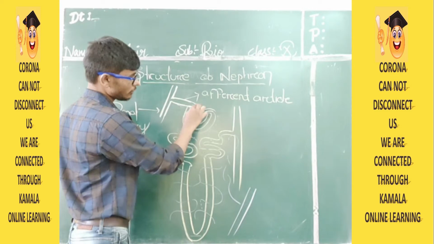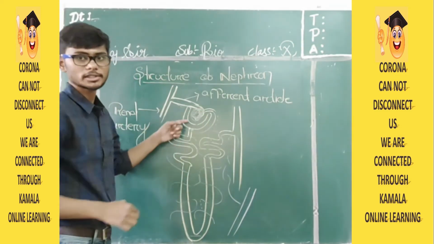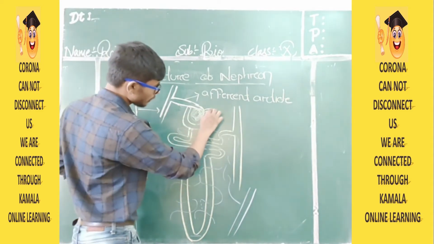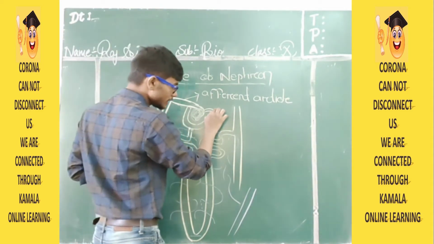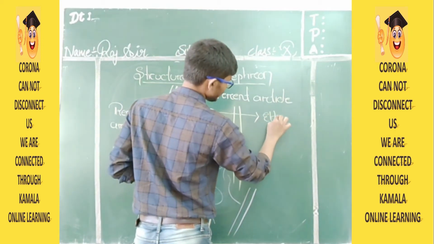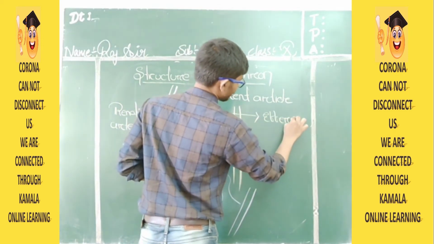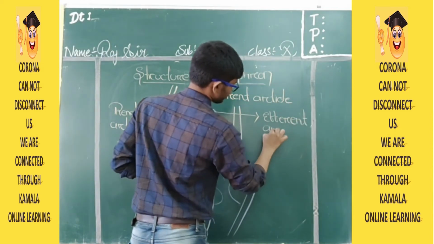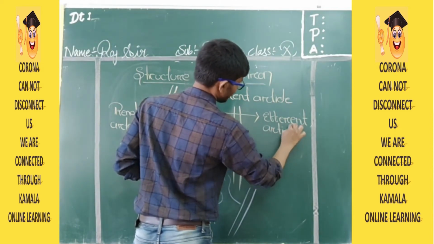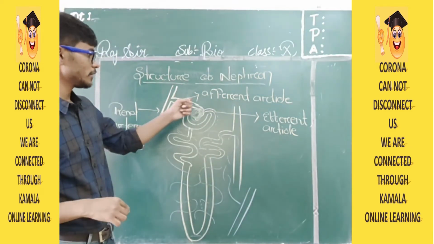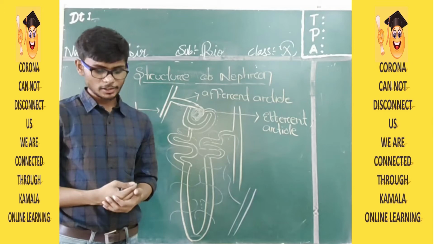Now this arteriole is turning into a coiled, twisted ball-like structure. Then after that, it comes outside with a different color. This particular thing will be called the efferent arteriole. Is that understood? First afferent arteriole, then efferent arteriole.